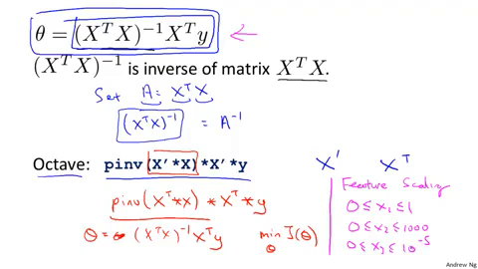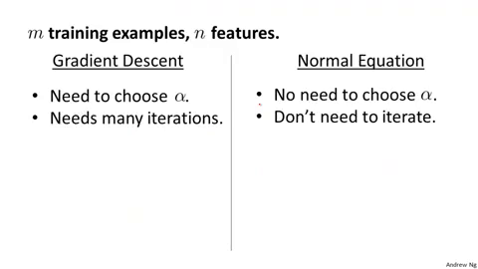And if you're using the normal equation method, this is okay, and there's no need to do feature scaling. Although, of course, if you were using gradient descent, then feature scaling is still important. Finally, when should you use gradient descent and when should you use the normal equation method? Here are some of their advantages and disadvantages. Let's say you have m training examples and n features.